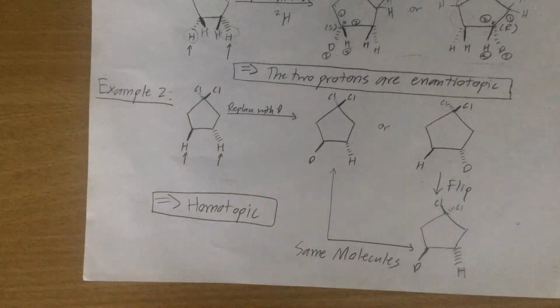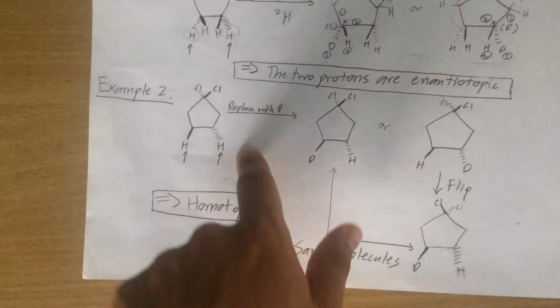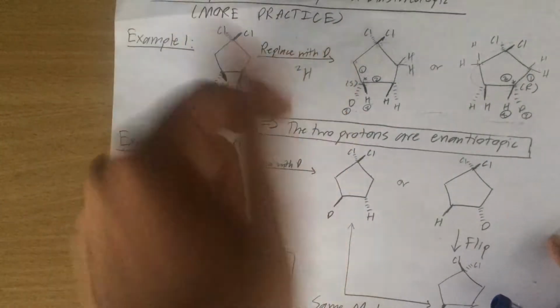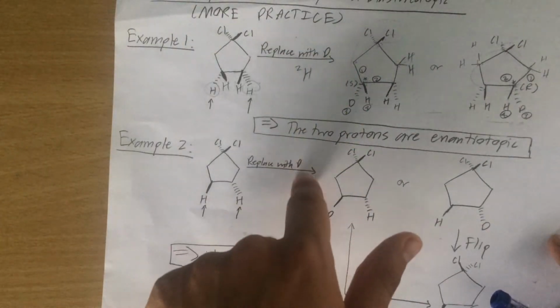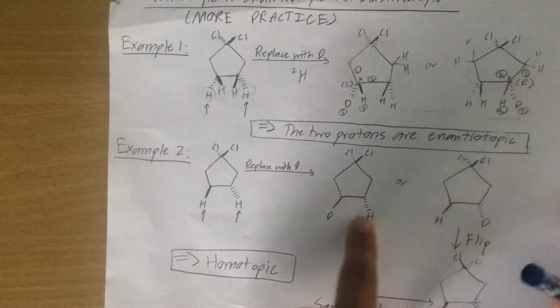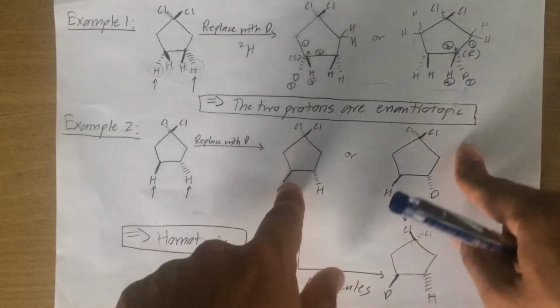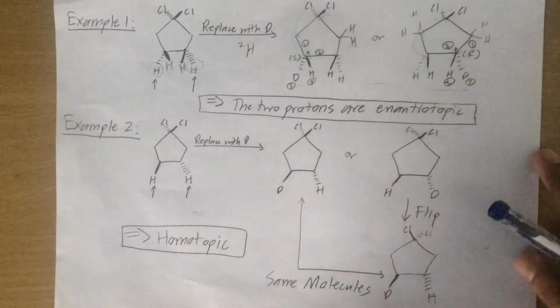And they are in fact homotopic, and we're going to see this using the substitution test. Once again, just like in this example, we're going to be replacing with the deuterium atom. Okay, you do the replacements, and you have these 2 compounds over here. Now, how do we know if these 2 are the same?